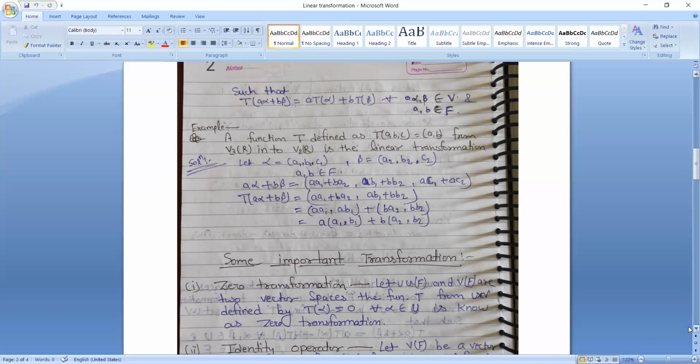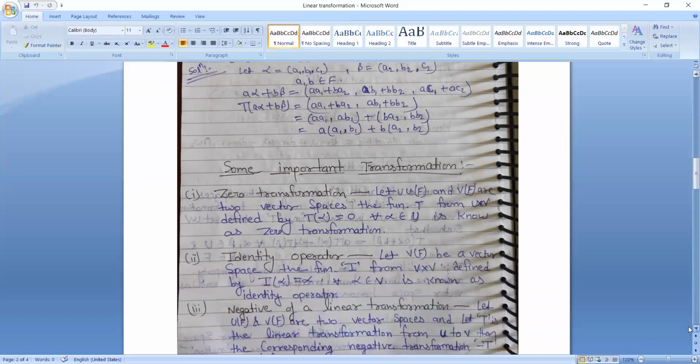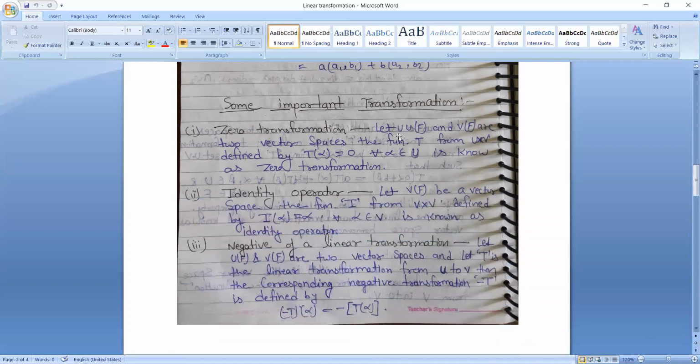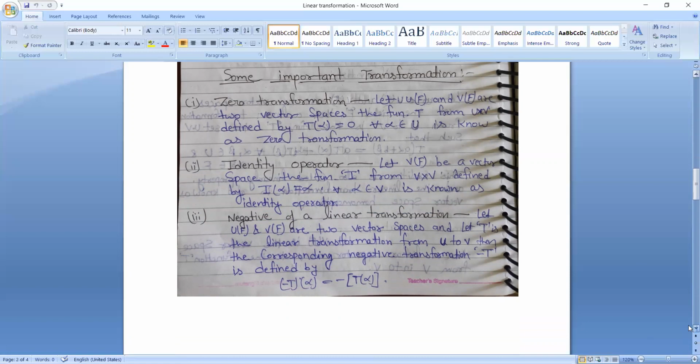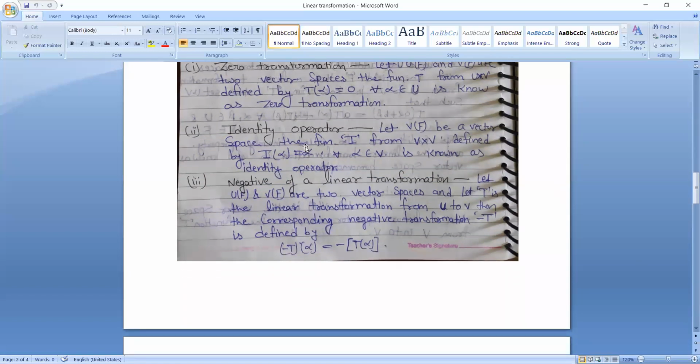Now some important transformations. First, zero transformation. Let U(F) and V(F) be two vector spaces. The function T from U to V defined by T(α) = 0 for all α belonging to U is called the zero transformation. Next, identity operator. Let V(F) be a vector space, then the function I from V to V defined by I(α) = α for all α belonging to V is known as the identity operator.